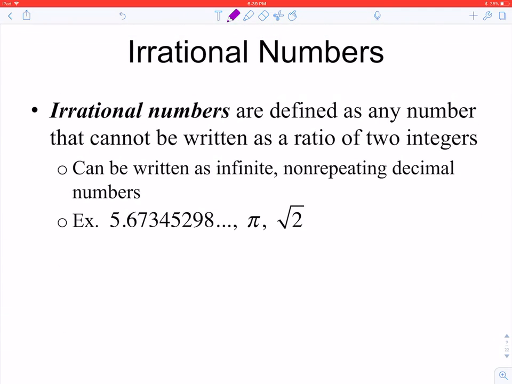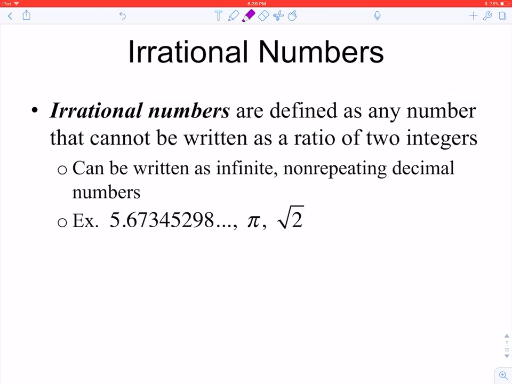Okay, so now let's talk about the irrational numbers. So a number can never be both irrational and rational. The irrational numbers are a subset of the real numbers, but all of the other subsets of the real numbers that we've talked about are not subsets of the irrational numbers. So the irrational numbers are defined as any number that cannot be written as a ratio of two integers. So kind of the opposite definition of what a rational number is. And they can be written as infinite, non-repeating decimal numbers.